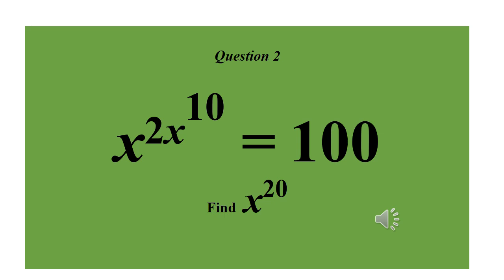Question number 2, which I just added to the class we're having today. Now the question says, if x raised to power 2x raised to power 10 equals 100, we are to find the value of x raised to power 20. x raised to power 2x raised to power 10 equals 100. Find the value of x raised to power 20.